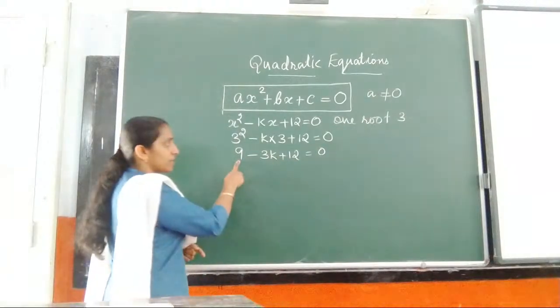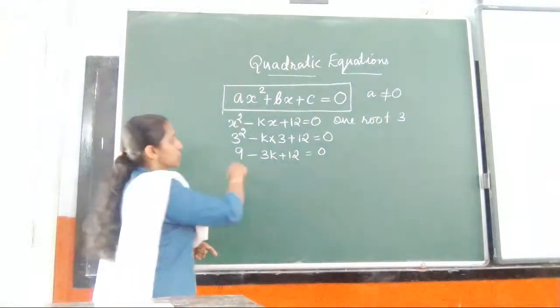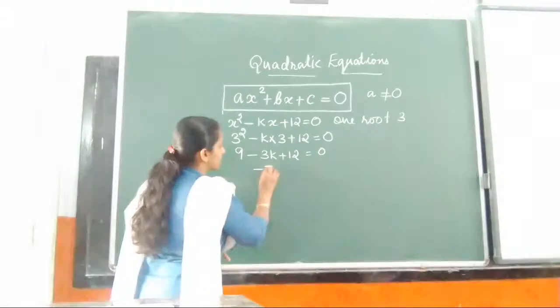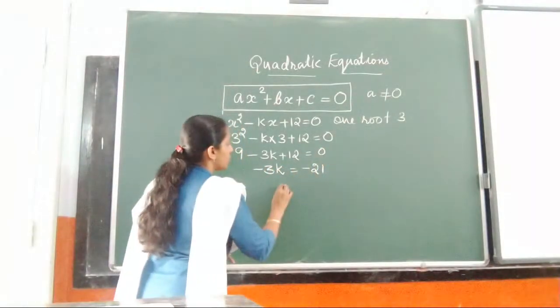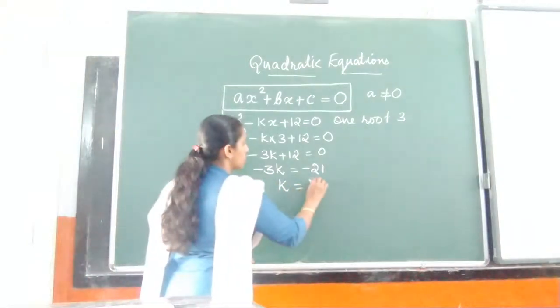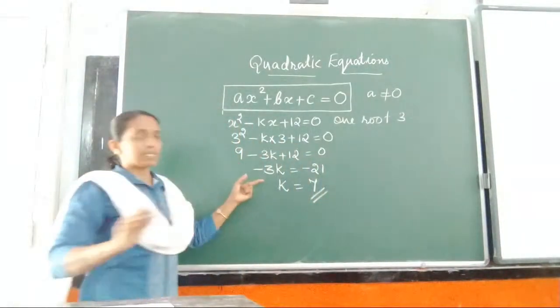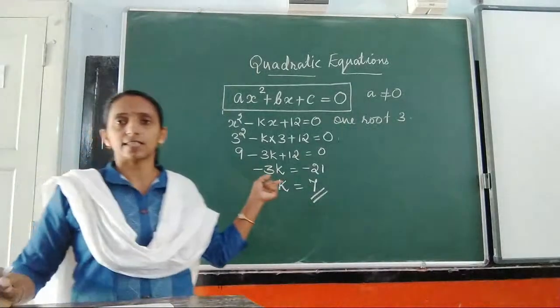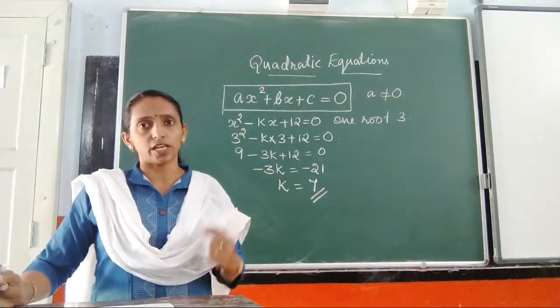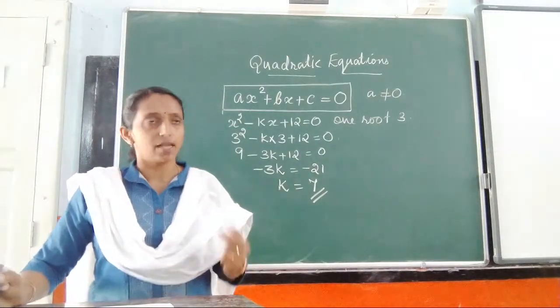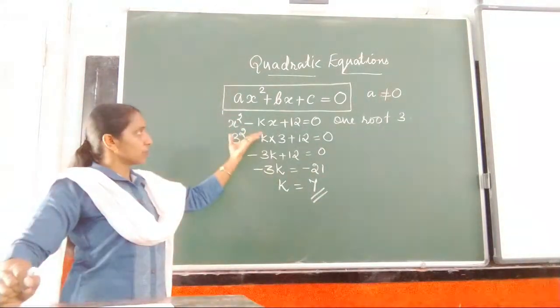12 plus 9, you will get 21. So 21 we are transposing to the other side. Minus 3k equal to minus 21. You will get k equal to 7. So this is the application, the application of the roots of the quadratic equation. If one of the roots, any one of the roots, is given, you can find the unknown quantity.